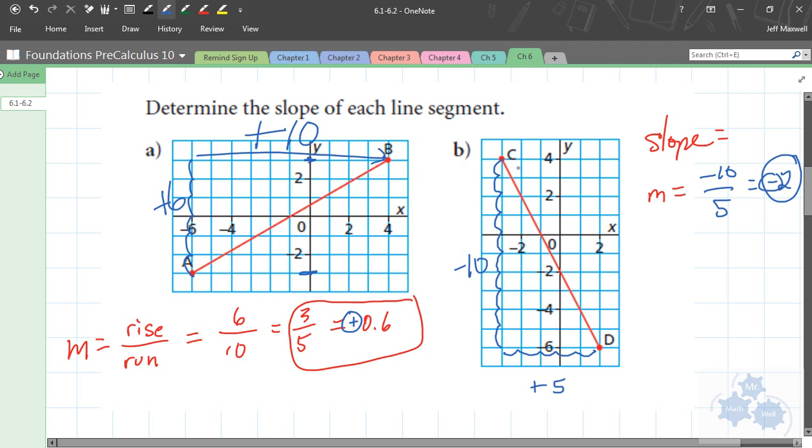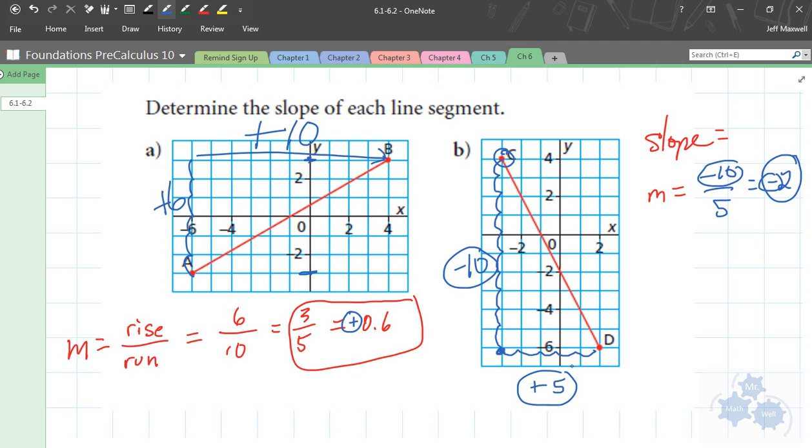Over here, though, when you're going from left to right, notice how you have to go down to get to the other point. So that's a negative rise, which means this number is negative. So that's why this is a negative there. Everybody see that? Now, which way do we go here? Well, we go right, so that's positive. Okay? Does everyone understand that right now? Yeah.